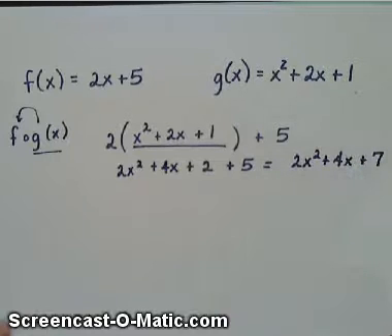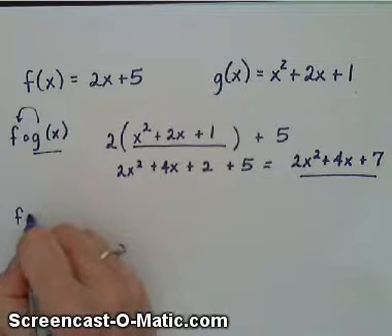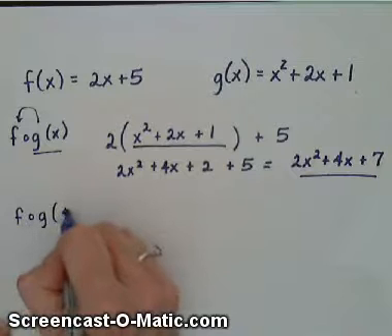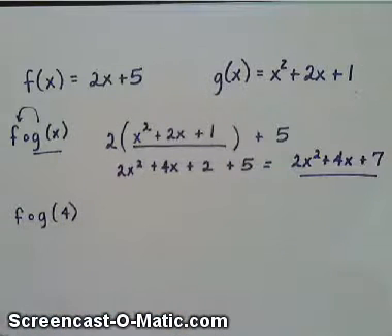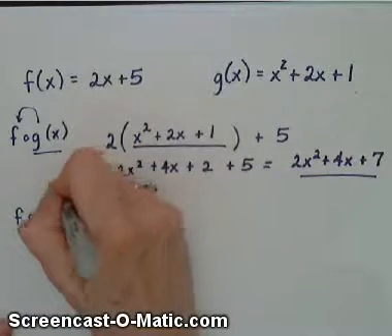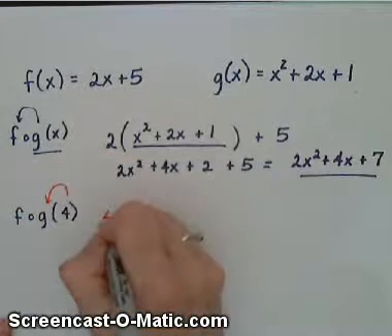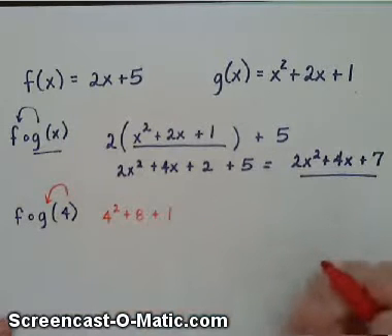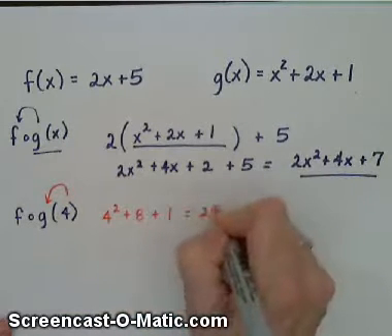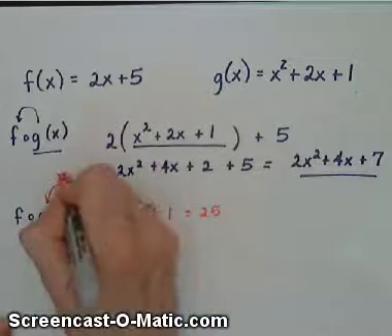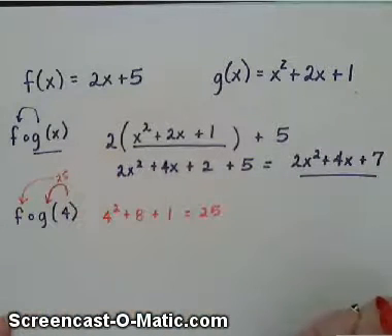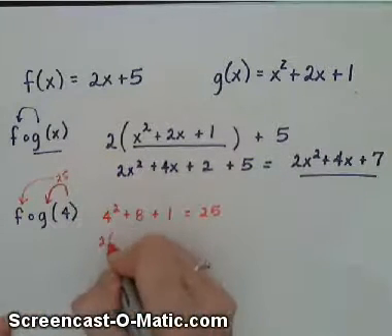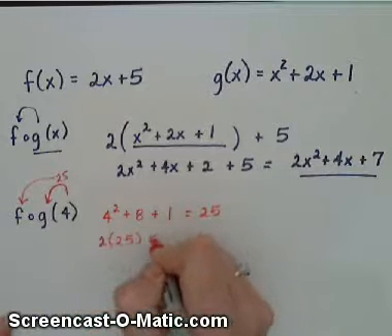Now this is a composite function, f composite g of x. Again, it still has variables, it doesn't have a value. If you wanted to do f composite g of 4, look at it this way. You can put the 4 into the g. So that would be 4 squared plus 8 plus 1, which is 16 plus 9, which is 25. And then take the 25 and plug it into the f, which would be 2 times 25 plus 5, which is 55.